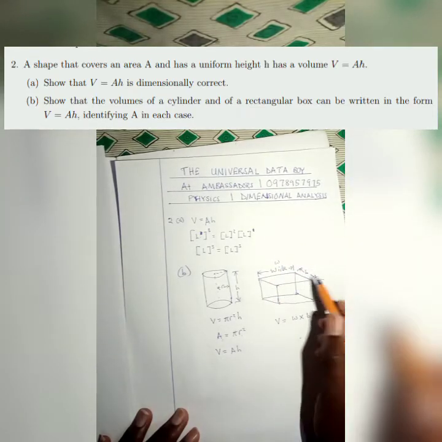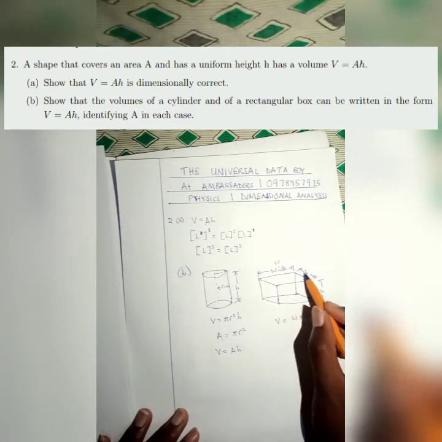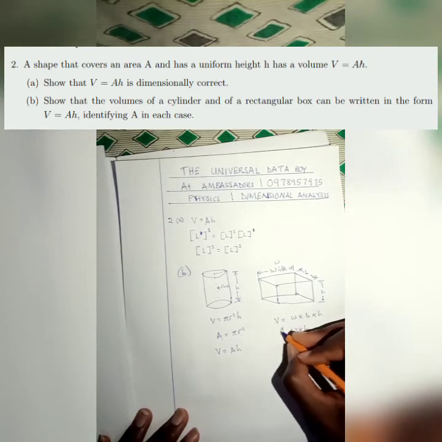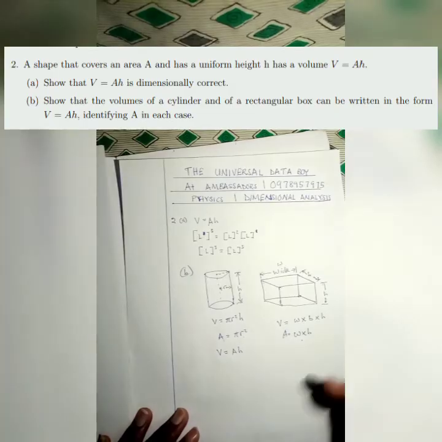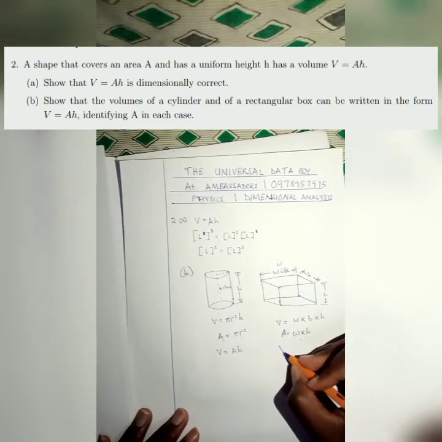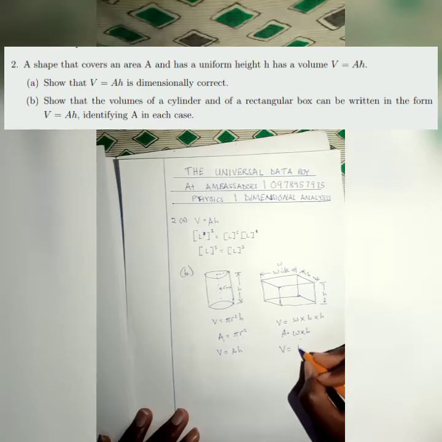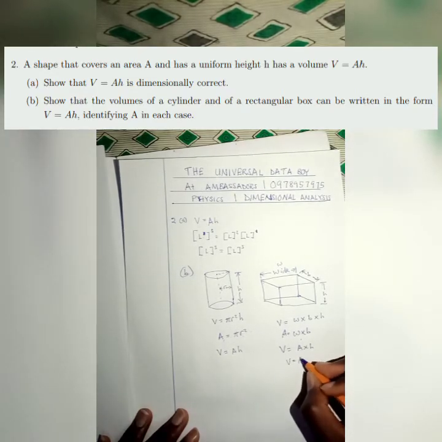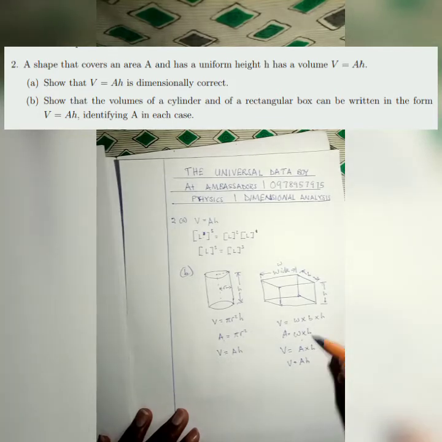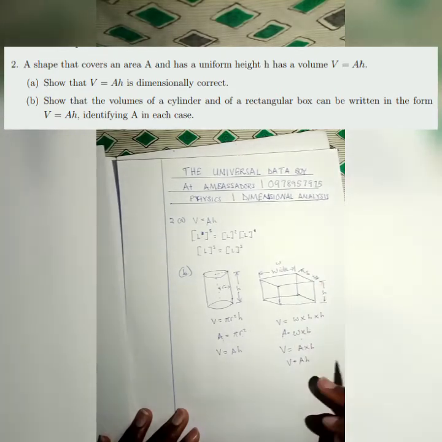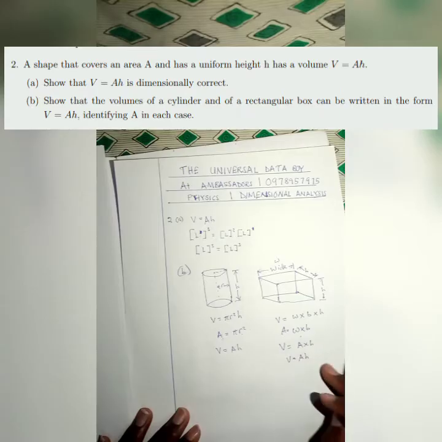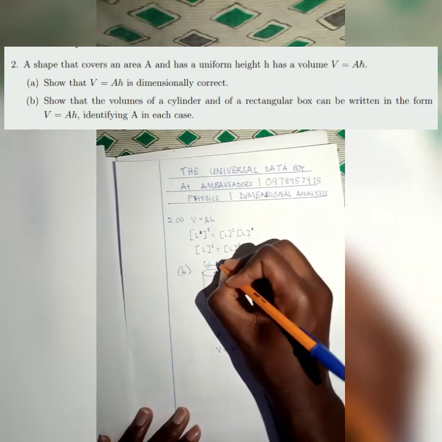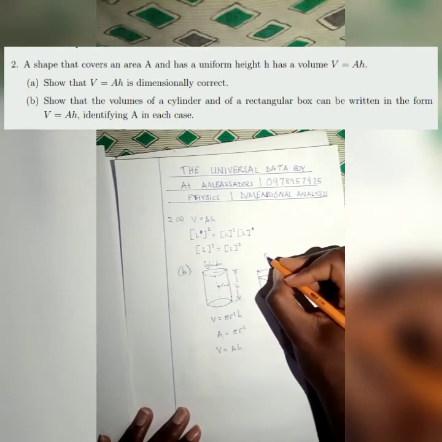And the surface area here can be given by W times B. That's the area there. So this can be replaced by A, whereby the volume is equal to A times H, which is just V = Ah. So you have shown that even the volume of a box can be expressed as V = Ah.